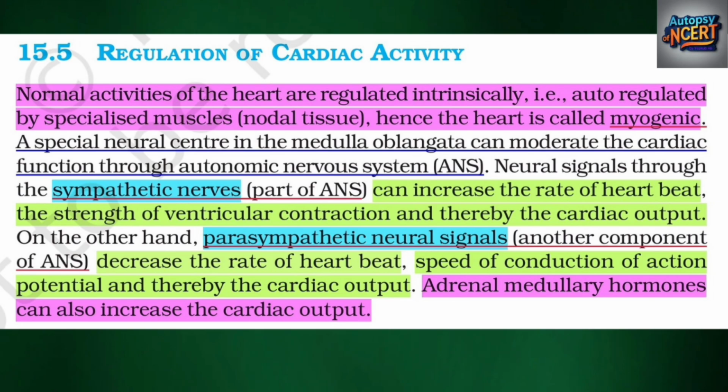On the other hand, parasympathetic neural signals, another component of ANS, decrease the rate of heartbeat, speed of conduction of action potential and thereby the cardiac output. Adrenal medullary hormones can also increase the cardiac output.